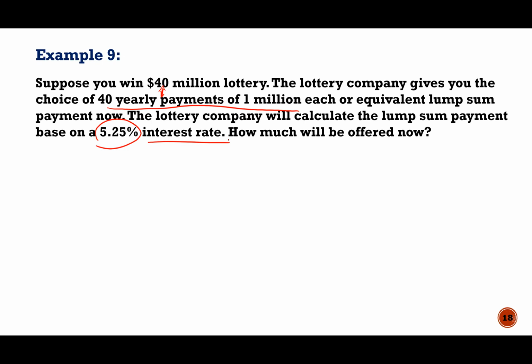So definitely, if you look at it, we're looking at the present value of the annuity, right? You see this keyword, now. So this is the present value of the annuity, because there are two elements here. We get a yearly payment of $1 million, and also that's a one-time payment at the current time, right? At the present time. So this is the present value of the annuity.